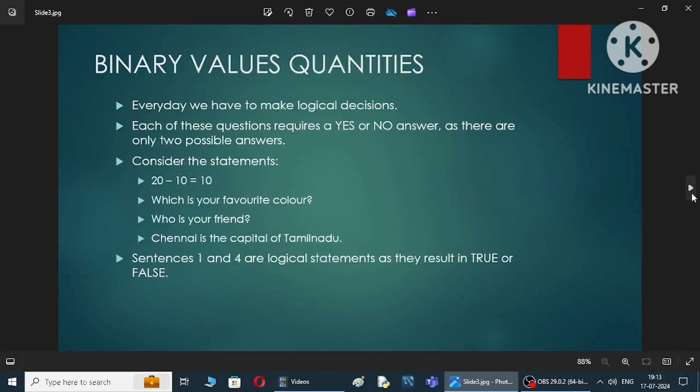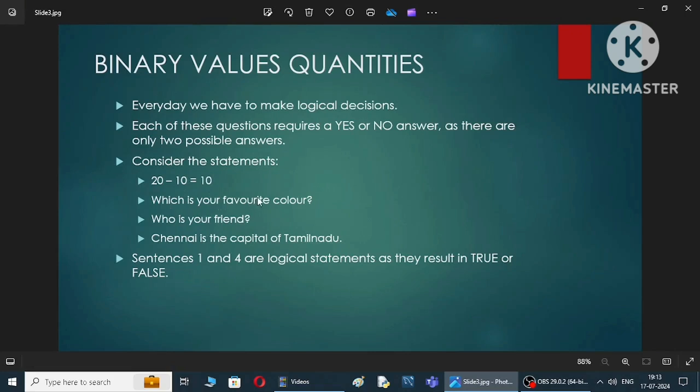So what do you mean by the term binary valued quantities? Binary valued quantities are those where you will get either a yes or a no as the possible answer, right? So look at these statements. 20 minus 10 is equal to 10. If someone states this and you have to check the validity of this statement, you will say either yes or no. So this statement is called a logical statement.